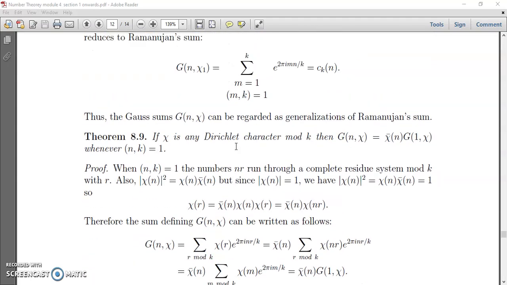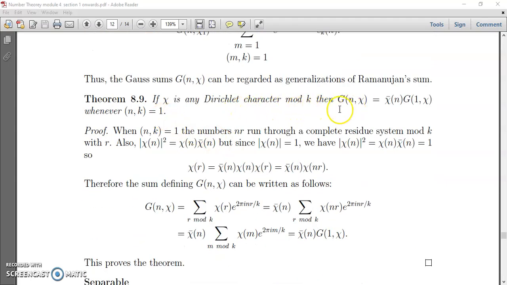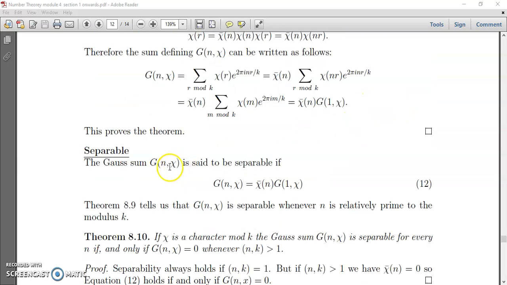If chi is any Dirichlet character mod k, then g of n, chi is equal to chi bar of n times g of 1, chi. This happens only when GCD of n and k is 1. So this is what a separable Gauss sum means. The Gauss sum g of n, chi is said to be separable if g of n, chi is equal to chi bar of n times g of 1, chi.